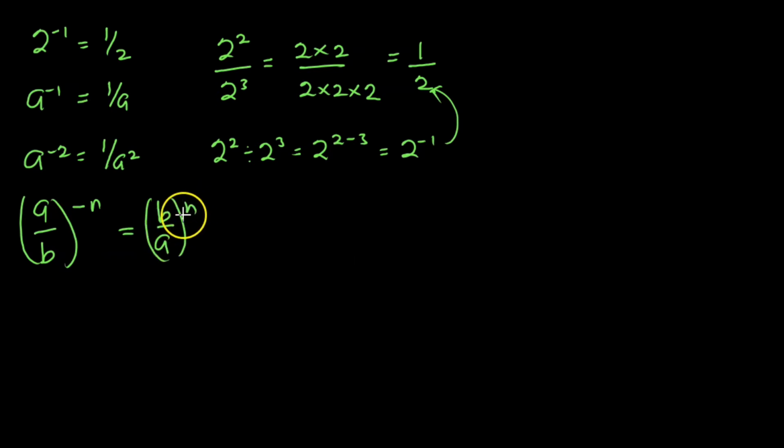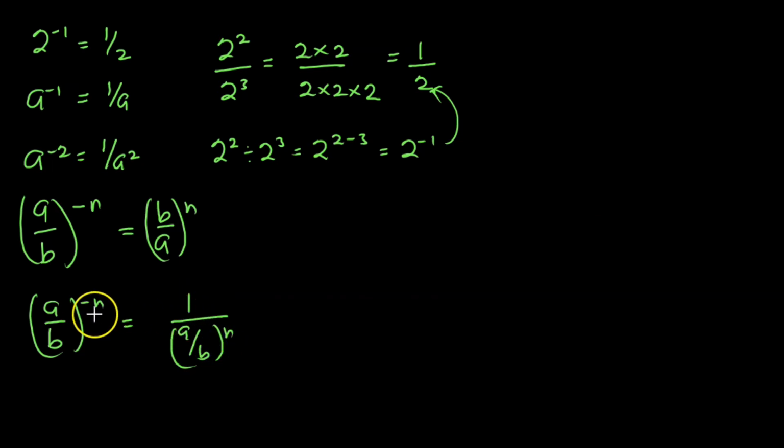Why is it so? Let's go back to the basics. How come we had this becoming that? If I have a on b all to the power negative n, when we go to the negative exponent, we can write this as 1 over a on b all to the power n, because we have done away with the negative sign. So going back to class 1, just take a cool look at this. This is the same as 1 divided by a on b all to the power n.